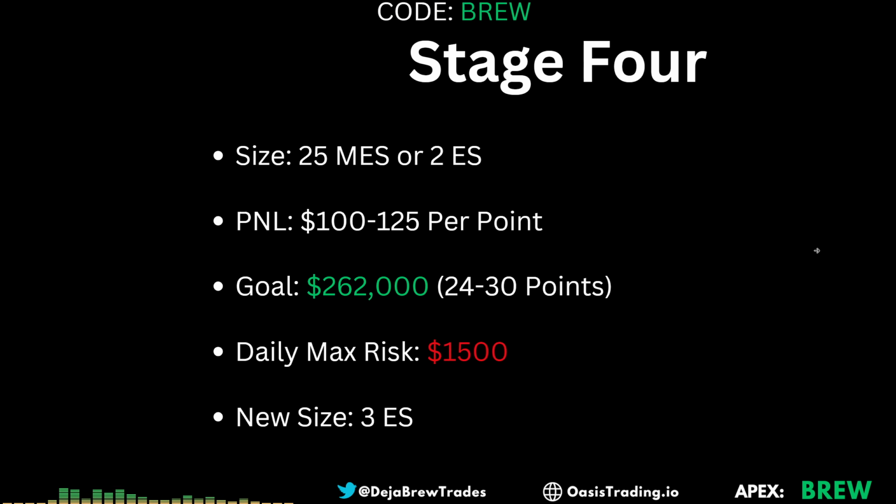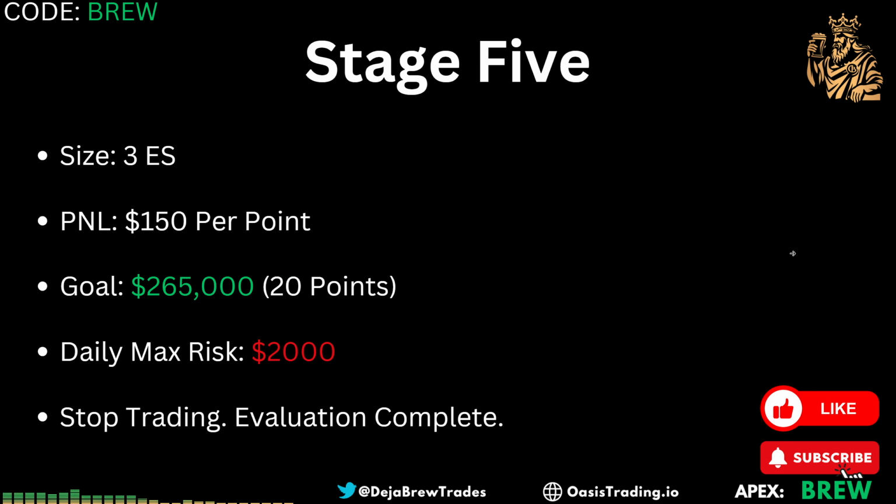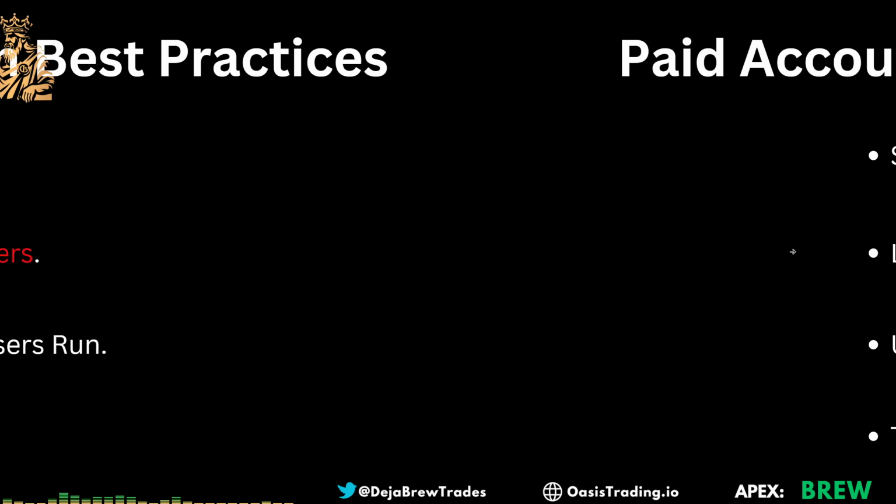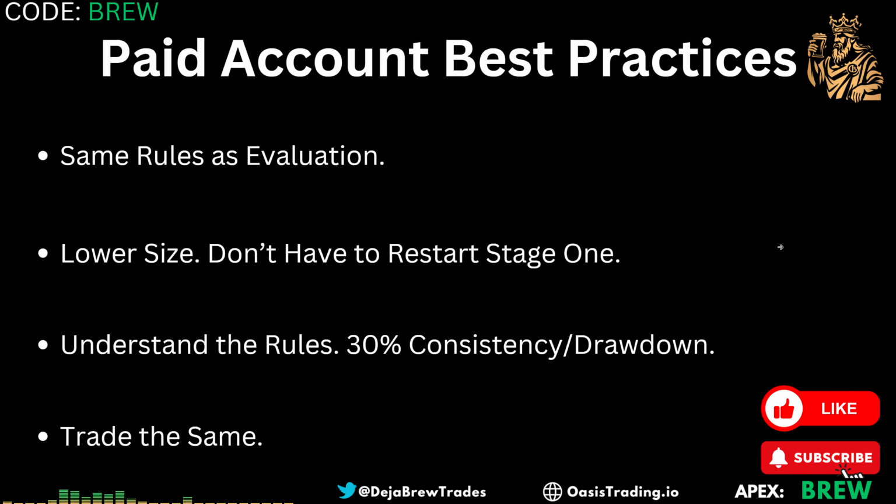You want to size down when you first get into that paid account because you're going to be nervous, especially if it's your first paid account you've ever gotten. Okay. So size down a little bit until you feel comfortable, and then slowly work your way back to that size that you got to, that 3 ES contracts.